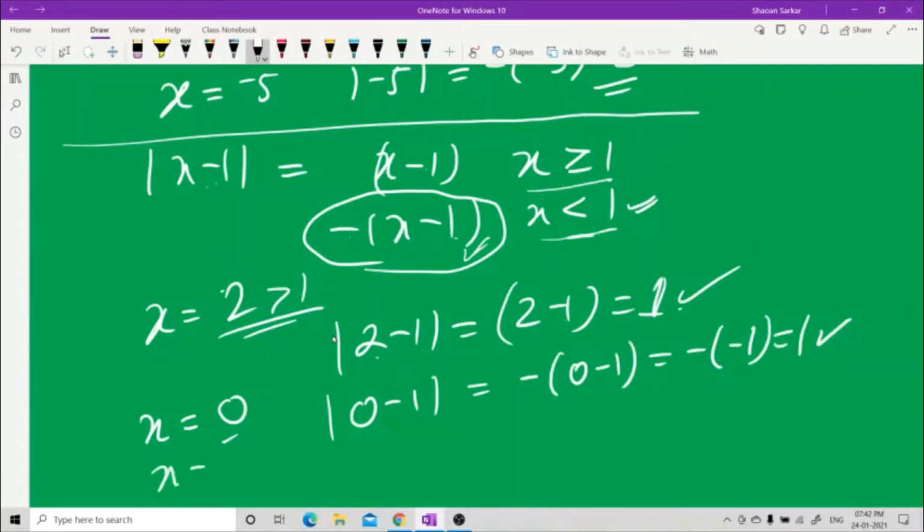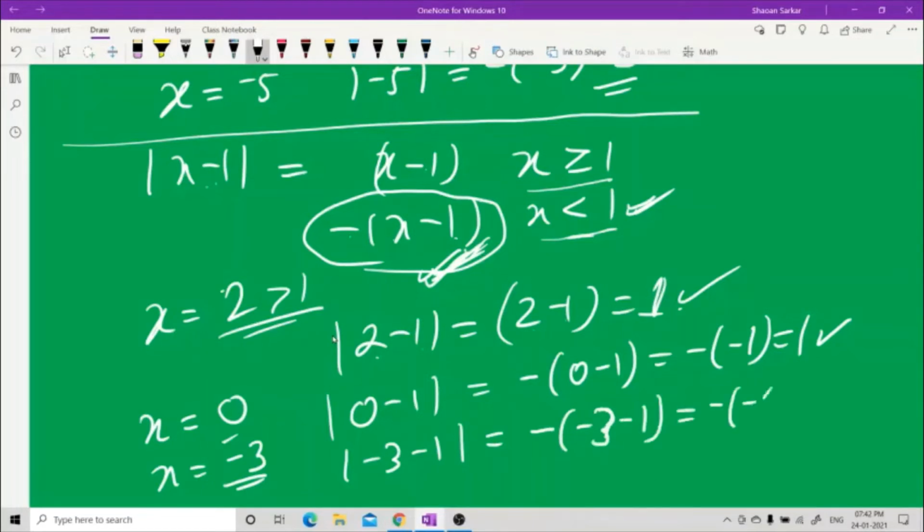Let me take x equal to say minus 3. अगर मैं minus 3 लेता हूं तो भी 1 से कम है, तो I'll take this function. Now you see what happens. Minus 3 minus 1, now you'll take this function: minus of minus 3 minus 1. This is minus of minus 4, and this will give me plus 4. Have you understood? समझ में आया कैसे ये प्लस देता है.